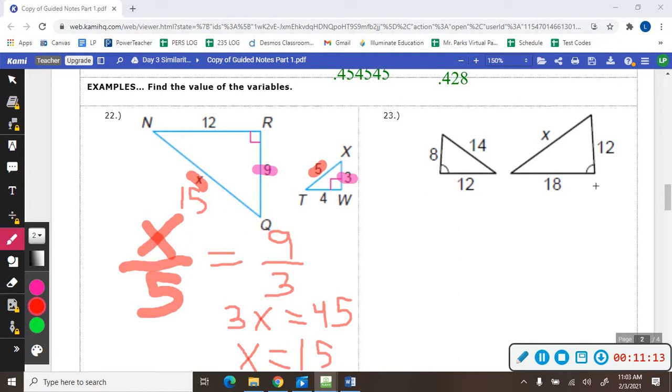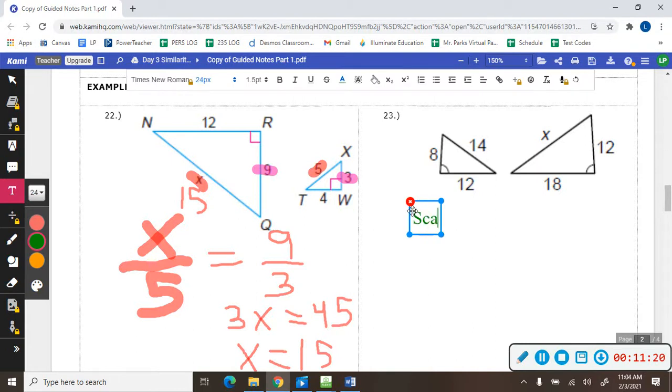So looking at this, I just said the scale factor is 1.5. So essentially, if you take 12 times 1.5, you get 18. If you take 8 times 1.5, you get 12. So what is 14 times 1.5?